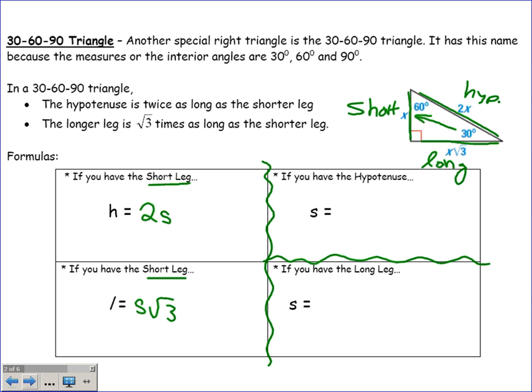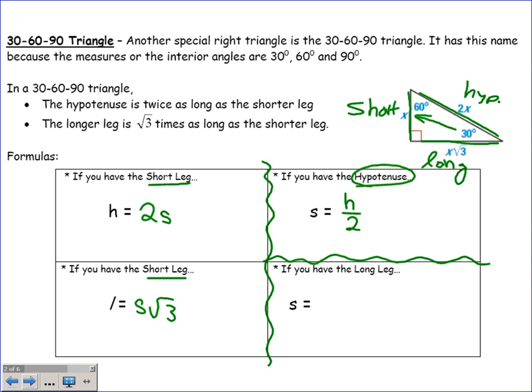Okay? It's a little bit more complicated if you have the hypotenuse. If you have this, basically you just need to divide this by 2. So this would be h divided by 2. If you're given the hypotenuse, you just divide by 2. That's pretty easy.